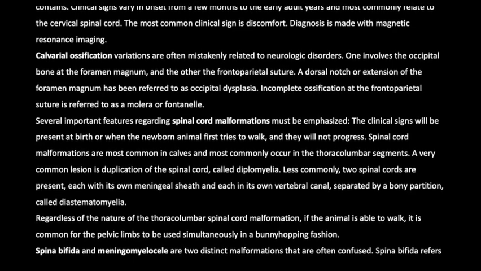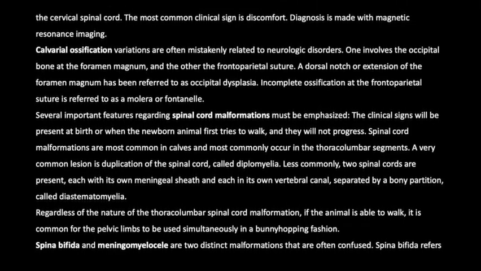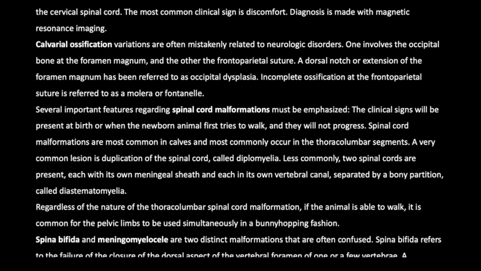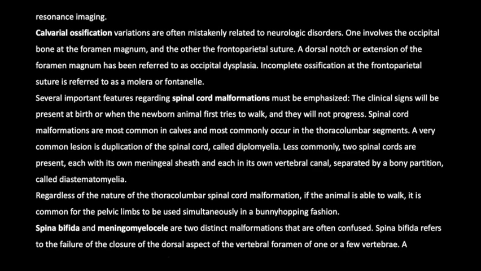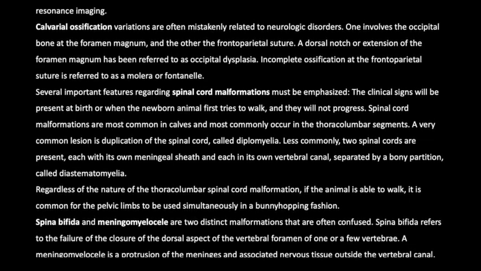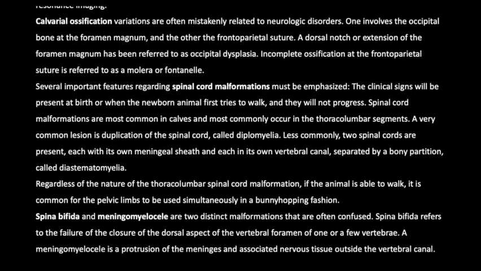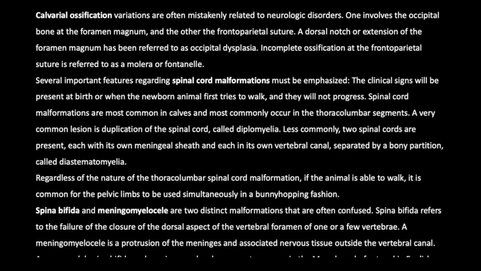Several important features regarding spinal cord malformations must be emphasized. The clinical signs will be present at birth or when the newborn animal first tries to walk, and they will not progress. Spinal cord malformations are most common in calves and most commonly occur in the thoracolumbar segments.